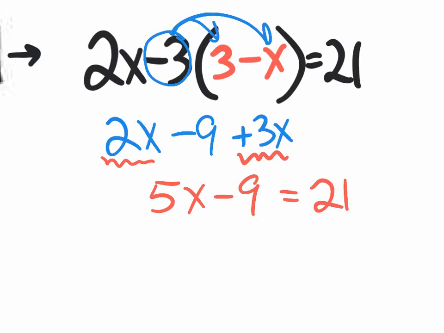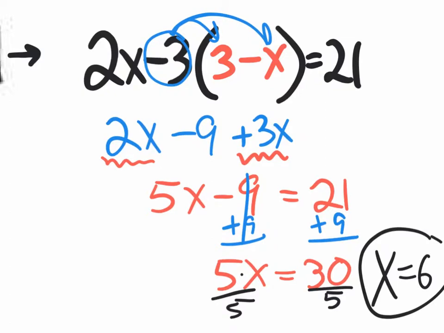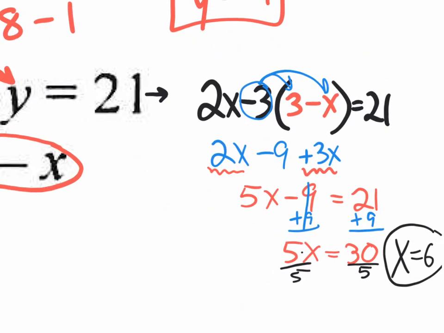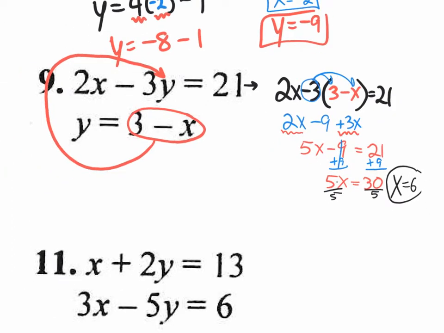After that, I need to get x by itself, so I'm going to get rid of that minus 9 by going plus 9 and plus 9. So I will have 5x equaling 30, which means that when I divide by 5 to get rid of the multiplication of 5, I'll get x equals 6. That is one answer, and we need to find the other answer by plugging that answer back into any original equation.